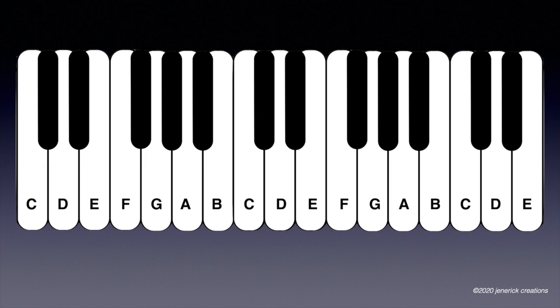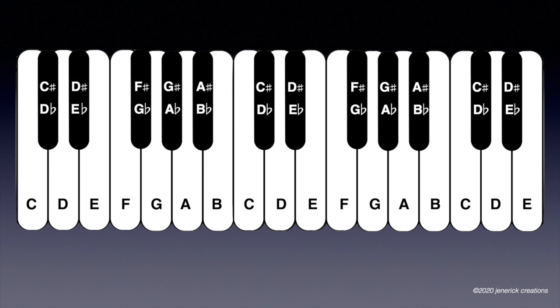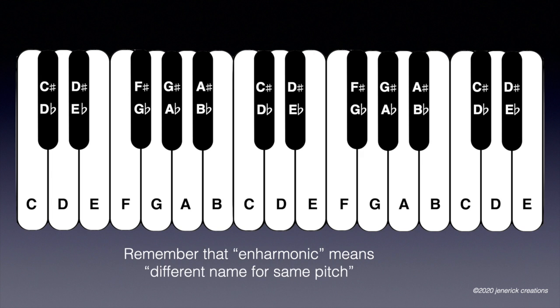What we find is that each one of those black keys has two names: F sharp and G flat, G sharp and A flat, A sharp and B flat. And once again, that continues all the way up and down the keyboard in both directions. Remember that enharmonic means different name for the same pitch.